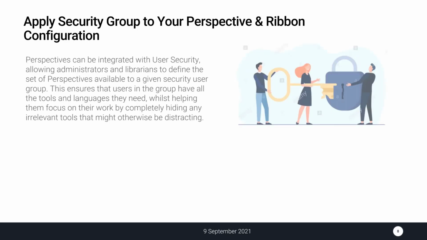Apply security group to your perspective and ribbon configuration. The fairly new feature in EA is to assign the perspective set and the ribbon set to the security group. However, the prerequisite for this is the user group and the user security configuration has to be done. Now, let's just try to have a demo on how to configure the perspectives and ribbon sets in EA and get that assigned to the security group.